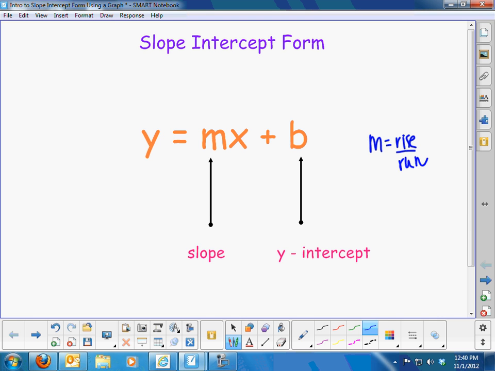Whenever I find that value for a given problem, whether from a graph or a table, that value is always going to go into my m in front of the x in the equation. The b is always going to be used to represent the y-intercept. Now remember, y-intercept is where the graph crosses the y-axis. So at what point does the graph touch or go through the y-axis?